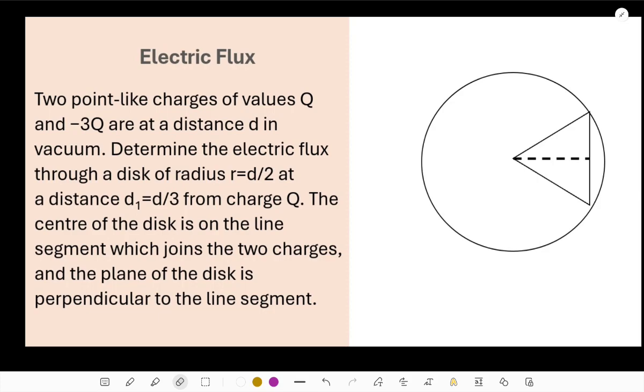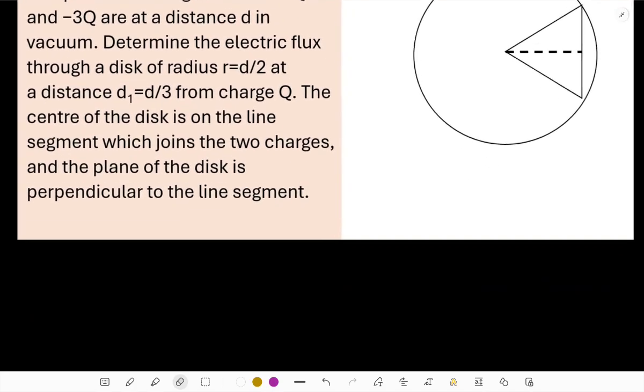Determine the electric flux through a disk of radius d by 2 and at a distance d by 3 from the charge q, so it is at a distance 2d by 3 from charge minus 3q. The center of the disk is on the line segment which joins the two charges, and the plane of the disk is perpendicular to the line segment.